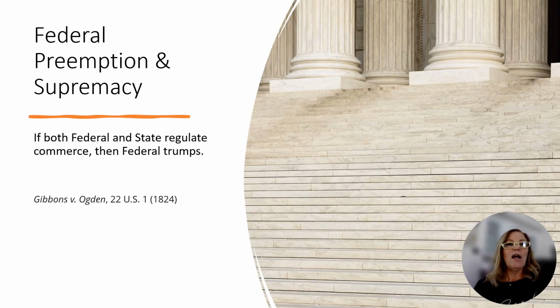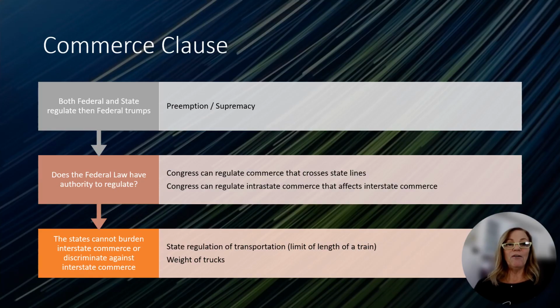So remember, if both federal and state regulate commerce, then federal trumps. The states can have their own regulations that affect commerce in their state, right? And that would be separate from the federal government, because the federal government can regulate commerce that crosses state lines. But that's what the Constitution says.